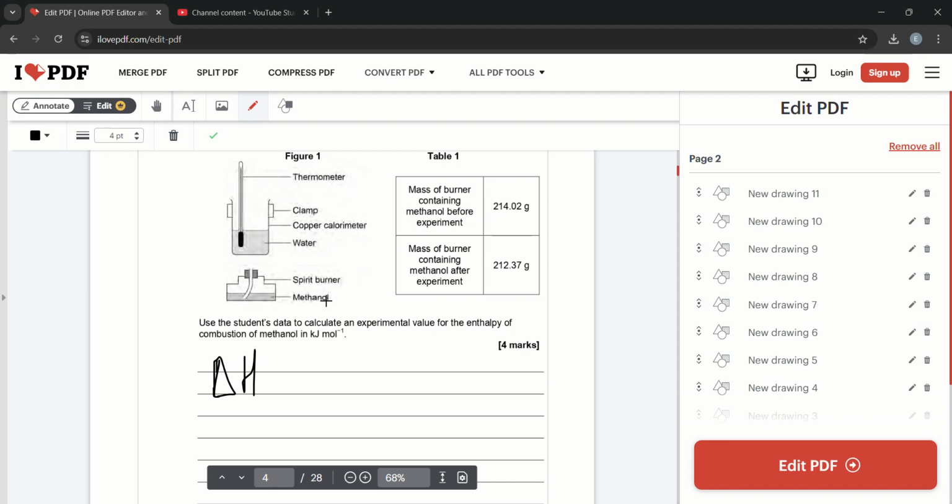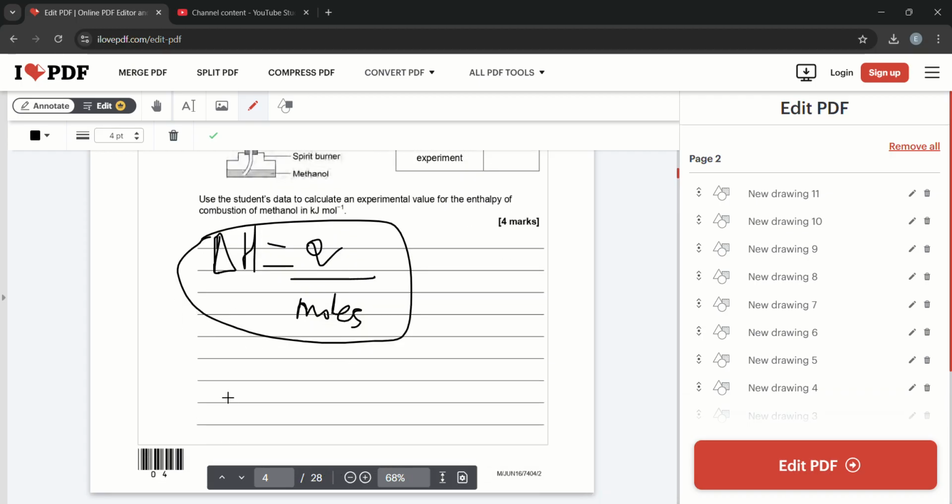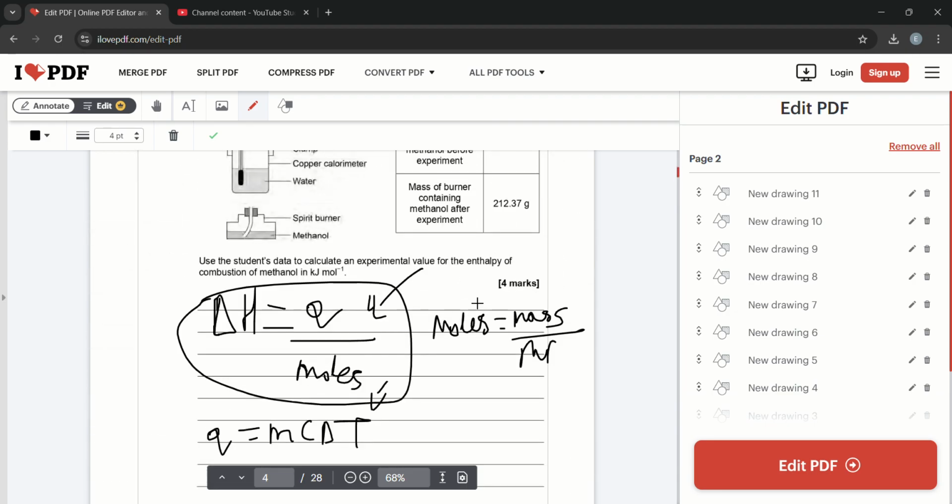It gets tricky. So we need to know that delta H is equal to Q divided by moles. That's really imperative to learn off by heart. And then also the other one, Q equals MC delta T. That's a classic one, but this one is not talked about that much compared to the other. And obviously the other one, moles equals mass over Mr. Now I have all the equations that I can possibly need. I'm not going to need any more than this.